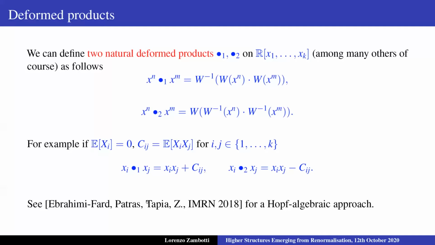So let me give you an example. In the case where the averages are 0, and C_ij denotes the covariance between X_i and X_j, then the first product between X_i and X_j boils down to adding the covariance, and the second product boils down to subtracting the covariance. So the second one is the one which centers these variables. Again, this can be seen in a Hopf algebraic setting with nice relations to the moment cumulant algebra.